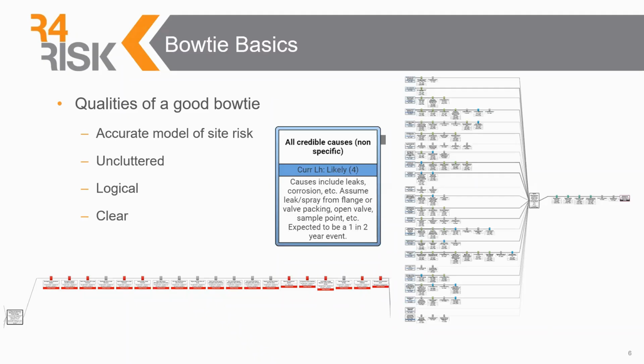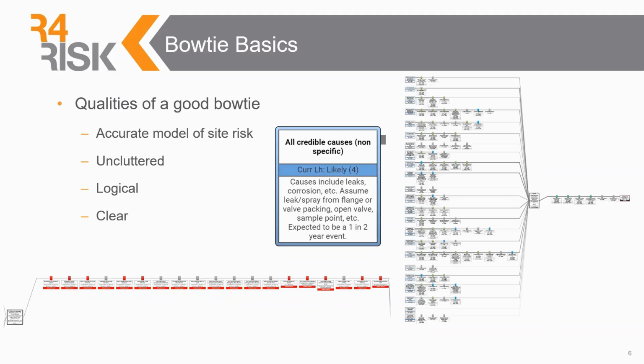You can also look at splitting up a bow tie, maybe into more logical process areas or tasks, so unloading versus storage. Or you might want to look at maybe a general site-wide bow tie to capture some of those causes like weather events that could occur anywhere on site.